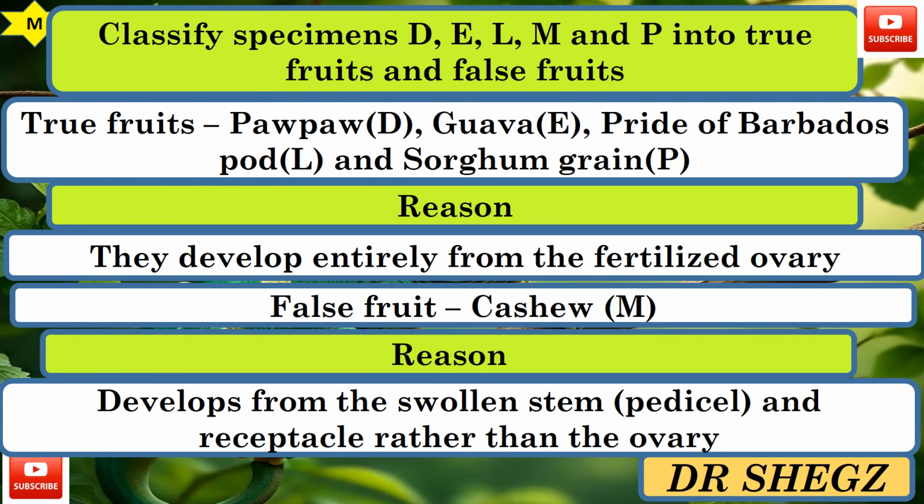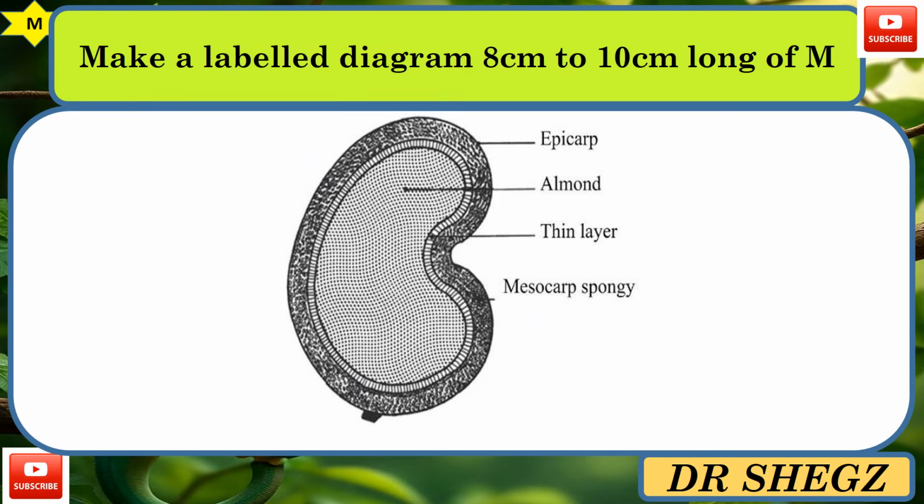You have the nuts attached to the cashew, which is an accessory fruit to the nuts, which is the true fruit. Now, this is the diagram of the cashew nut.